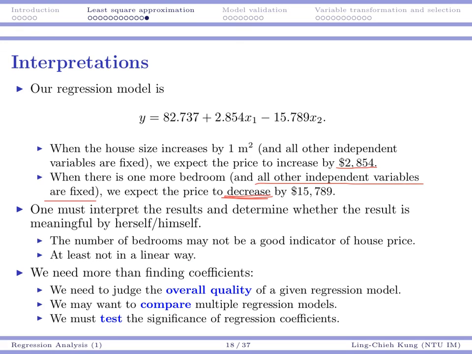So we now need some more tools. We already have one tool, that is the least square approximation. Software can help us plug in numbers and get these coefficients. That's good, but we need to do some more. We need to justify the overall quality of a given regression model. Now we have at least two models, two equations, one with x2, the other without. We need to know which one is better, so we need to compare multiple regression models. And finally, we want to test the significance of regression coefficients. We want to know whether these are really reasonable estimates of our population parameters, or whether this variable really affects our dependent variable. So there are a few things to do. We call it model validation. That's the topic for the next video. Thank you.